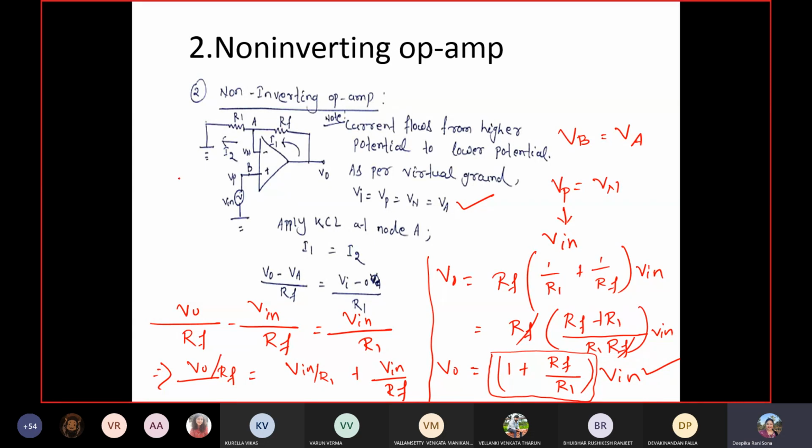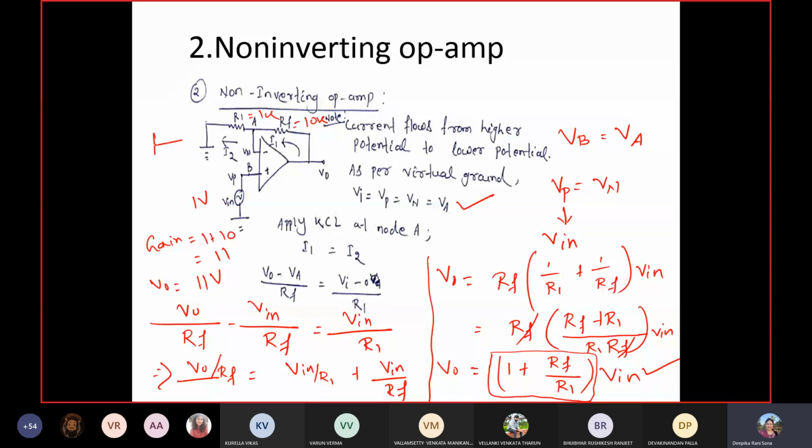Now if I take the same values, Rf equal to 10 kilo ohm and R1 equal to 1 kilo ohm, what should be the gain here? 11. It is 1 plus 10 equal to 11. So if again I take Vin equal to 1 volt, what is the V naught? 11 volts. Positive 11 volt, right? Yes, it is positive. It means there is no phase shift.